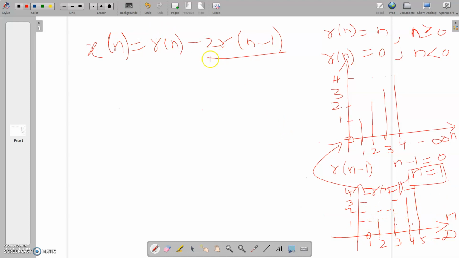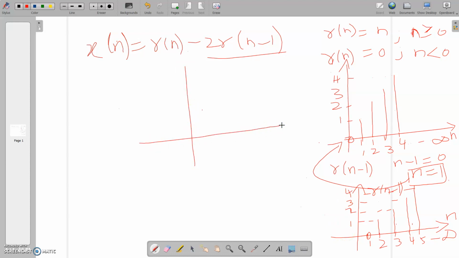So how will you obtain 2 into R of n minus 1? The second operation is called amplitude scaling. Amplitude scaling means only the amplitude you have to multiply by 2. Whatever scalar value has been given, you have to multiply that value with all the values of amplitude. So what happens?